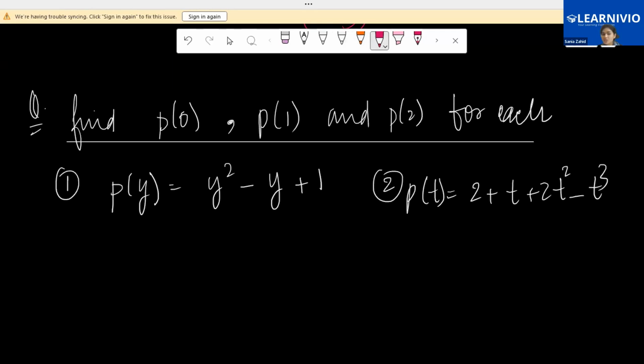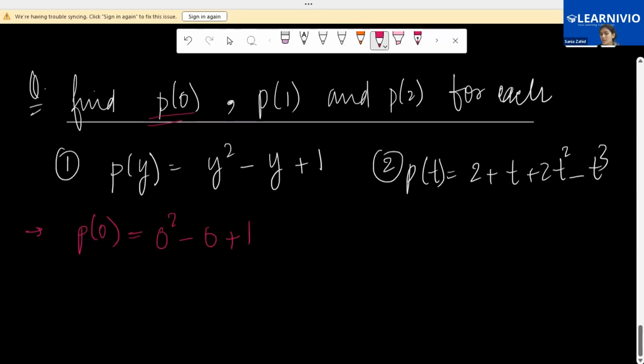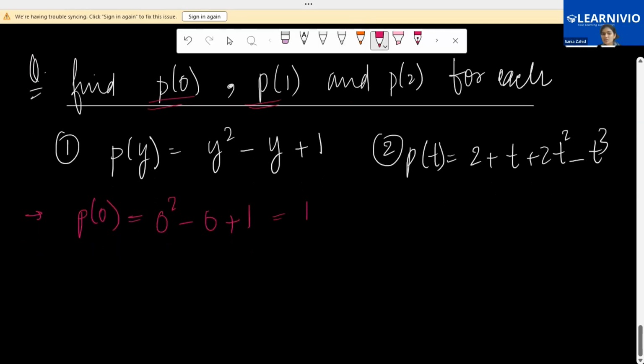First you have to write, instead of y, you solve P0. So what is P0? P0 means instead of y, what will you write? 0. So 0 square minus 0 plus 1. So 0 minus 0 plus 1 is 1. You get 1. Then let's calculate P1. So what is P1? Instead of y, what will we write?